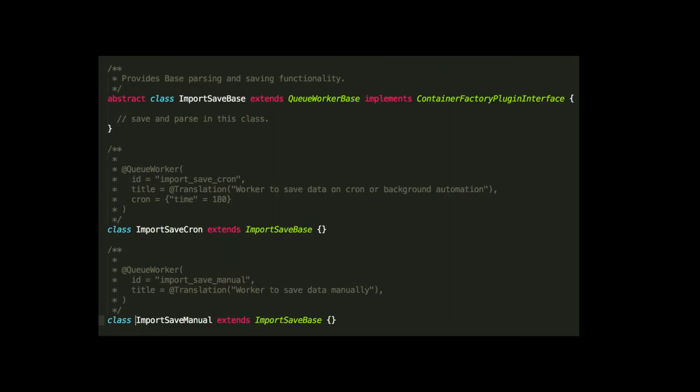And all you need to do in there is basically save. So you're saving your items based on your content types or custom entities. And again, all the logic goes into the base class, and then you just extend it for the cron and for the manual.